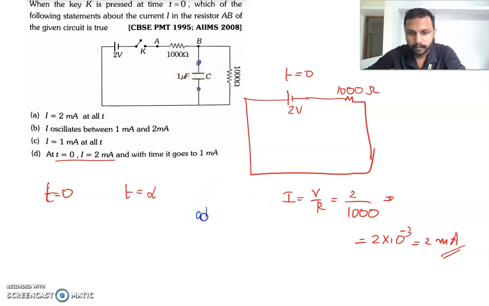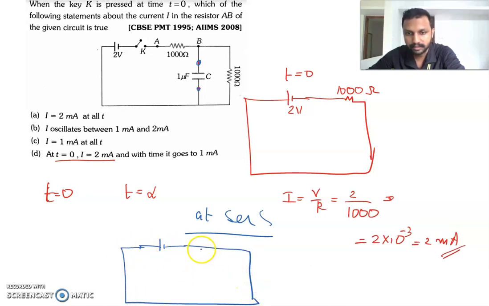That means at steady state the circuit can be reimagined like this. This is our 1000 ohm resistor, and this is another 1000 ohm resistor. Since this is an open circuit, this is not part of the circuit, therefore the current should flow through this 1000 ohm resistor. Then the total resistance in this case should be 2000 ohm.